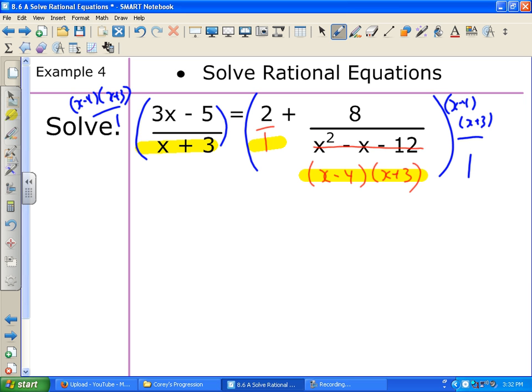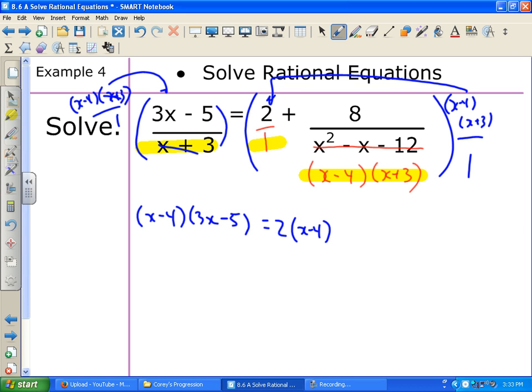On the left-hand side, when I distribute in, my x plus 3's will drop, and that will leave me x minus 4 times 3x minus 5. Again, distributing in there, realize my x plus 3's will drop. It'll give me x minus 4 times 3x minus 5. On the right-hand side, nothing drops with the 2. Nothing's going to cancel or drop, so that's going to leave me 2 times x minus 4 times x plus 3. Nothing dropped there.